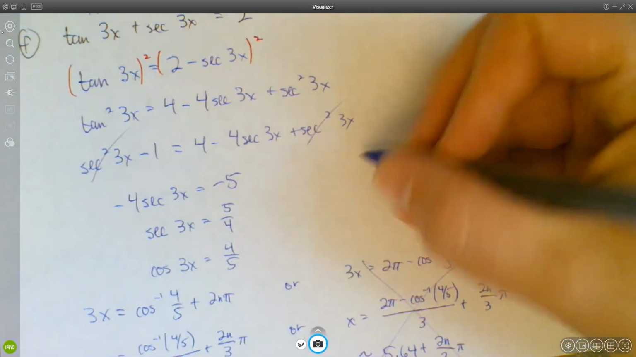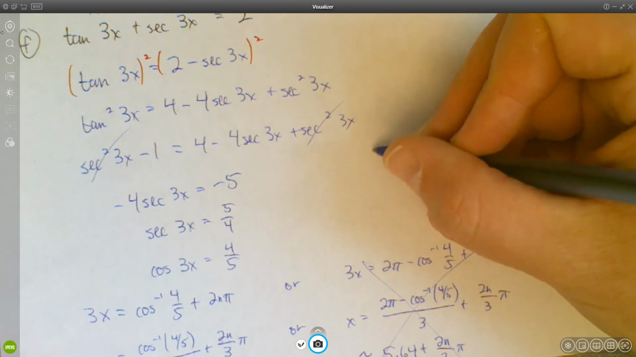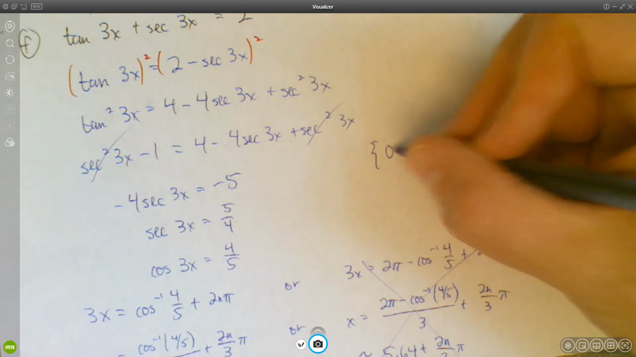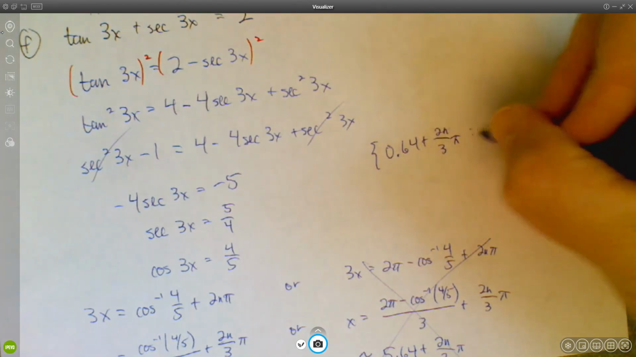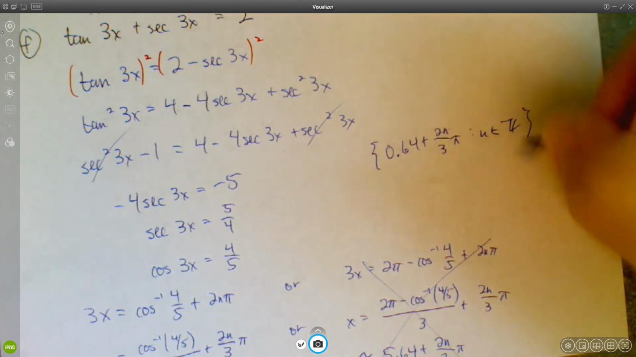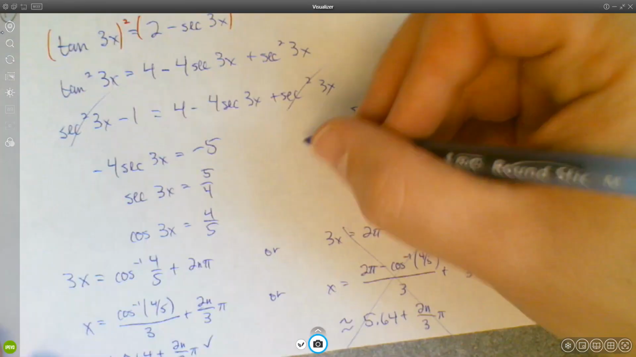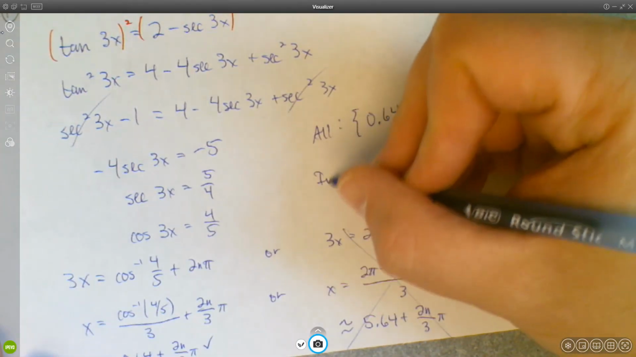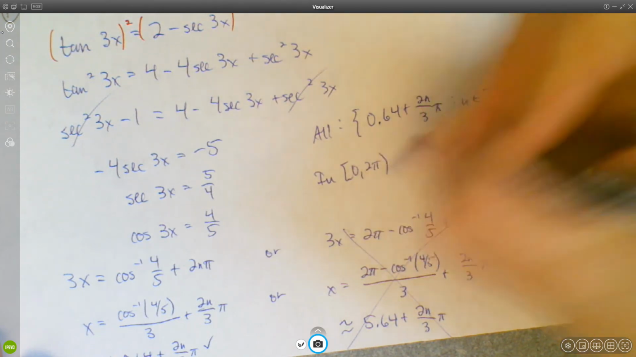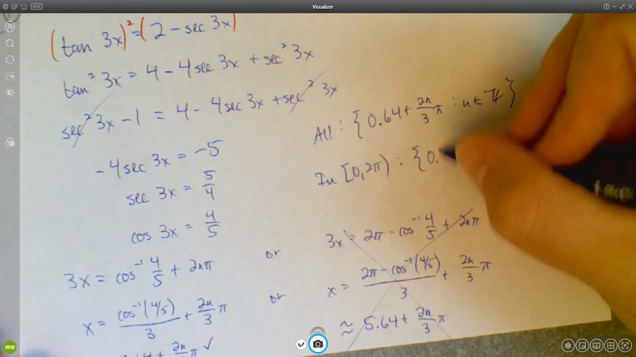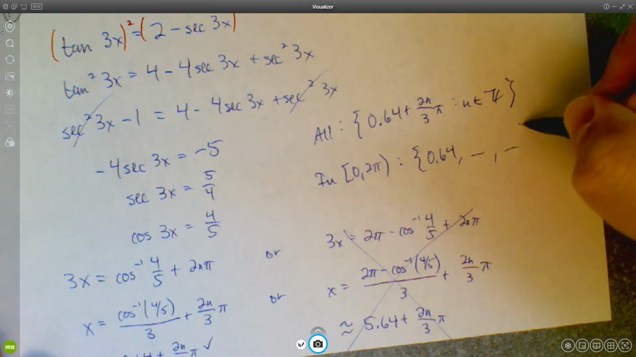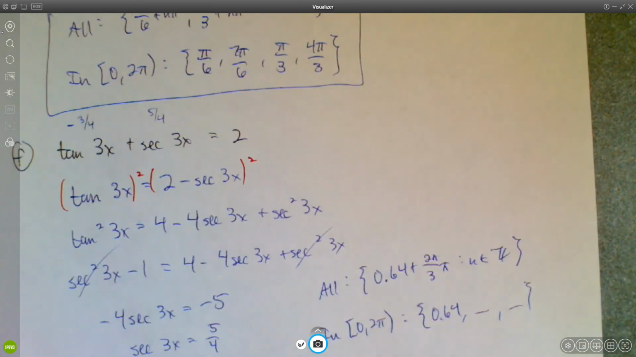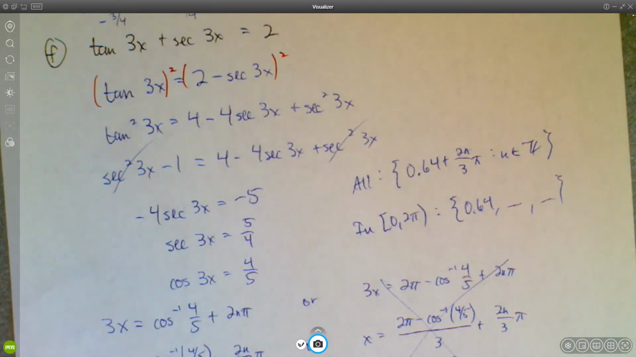So your solution set, I guess, would look like this. We might as well finish it. We've come this far. So your solution set would be like 0.64 plus 2n over 3 pi, where n is an integer, right? Because these ones were extraneous. And this would be all of the solutions. If you wanted the ones between 0 and 2 pi, well then you're definitely going to get 0.64, and then you're going to get 2 more. So that's all I'm going to say about that one. And that's all I have to say about 6.3. Okay.